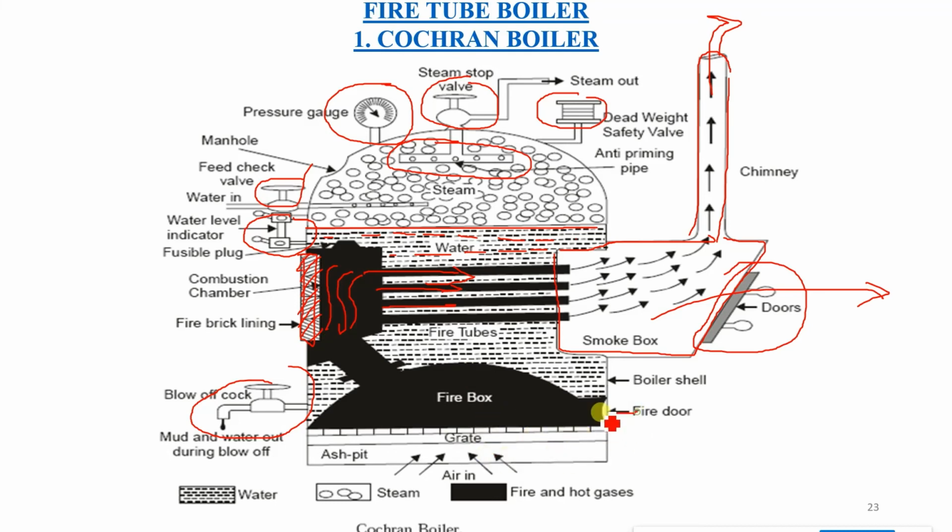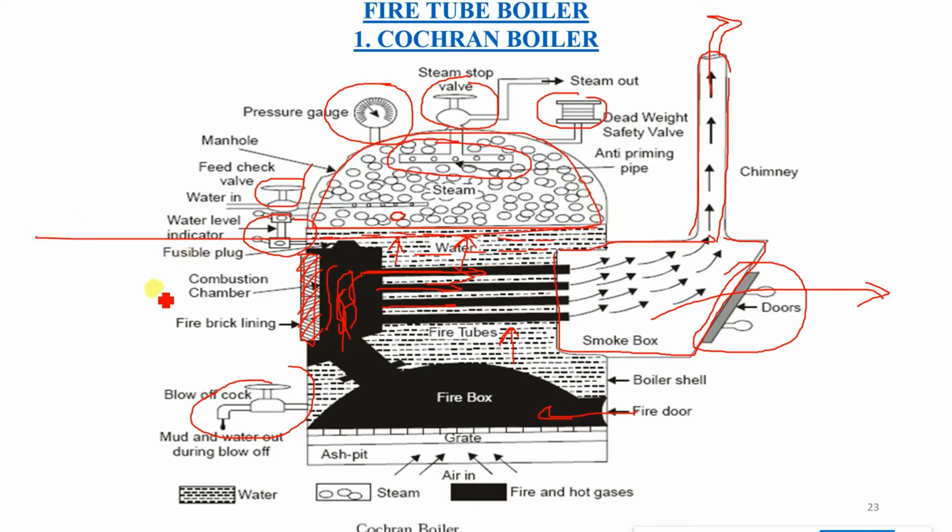Now, working. When fuel is supplied in the firebox on the grate, the combustion of fuel takes place in the combustion chamber. The flue gases formed flow through the tubes, and the heat from the flue gases is taken up by the water, and the water gets heated. As the water gets heated, it moves in the upward direction, and finally when it converts into steam, it is collected in the top portion of the boiler.